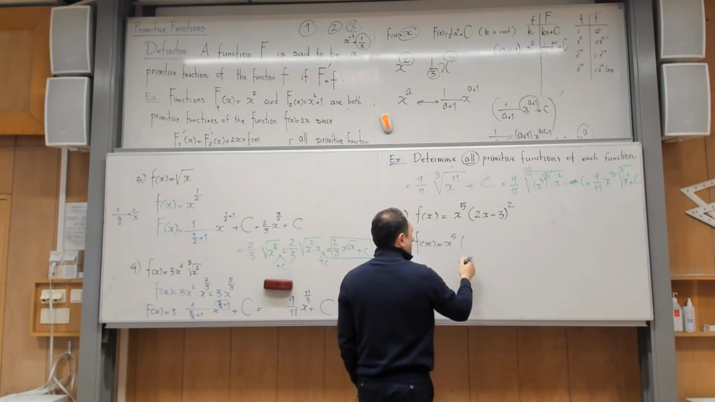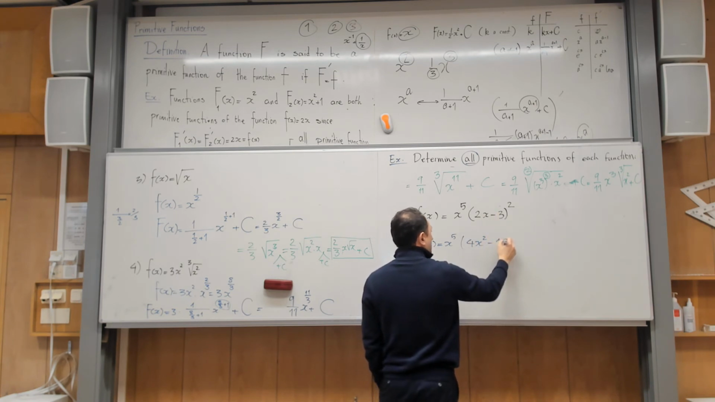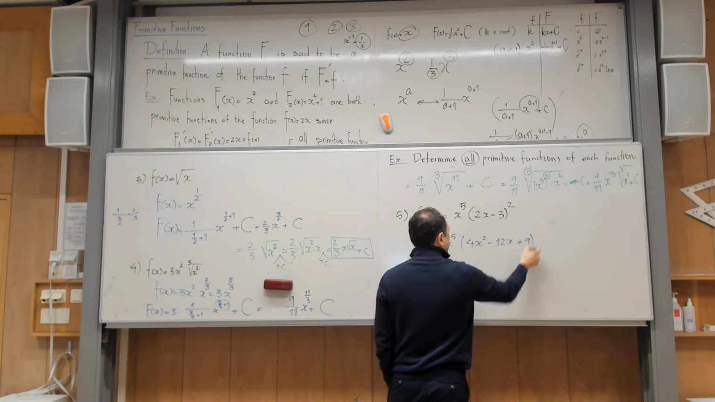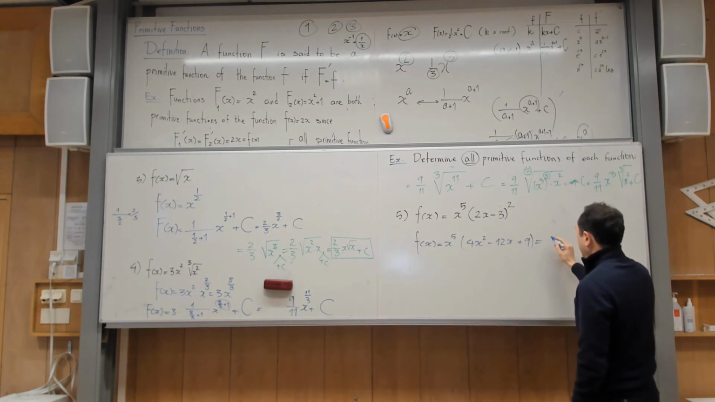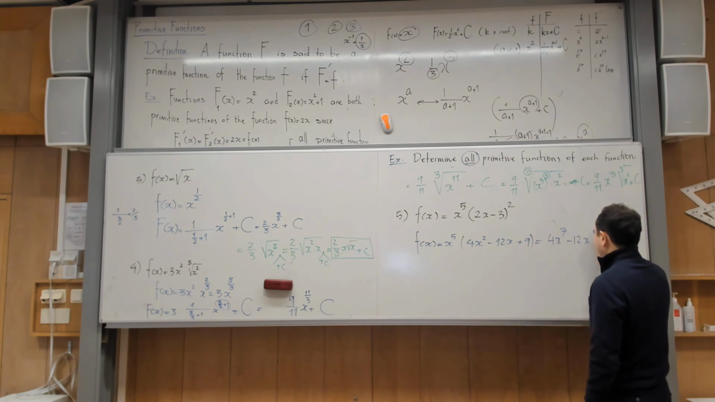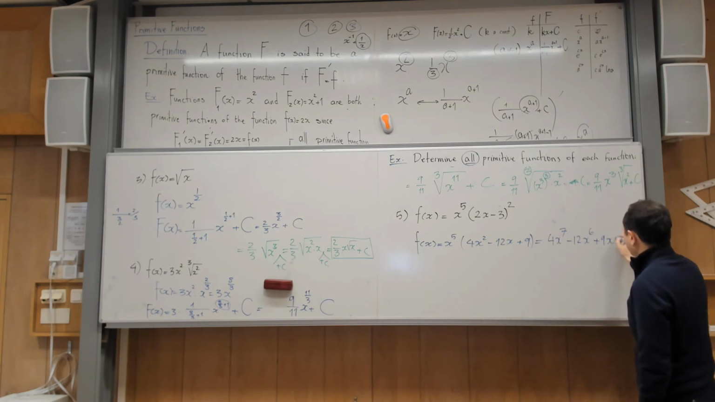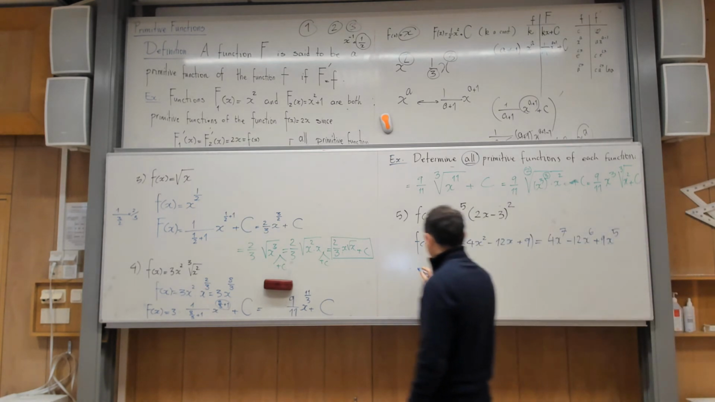I expand this one, it becomes 4x squared, 2 times the first one times the second one, and the second one is squared. The expansion is not fully done yet, so I just multiply it again. So it becomes 4x to the power of 7 minus 12x to the power of 6 plus 9x to the power of 5. And everything is now ready, yes? And you do it in your head mostly.